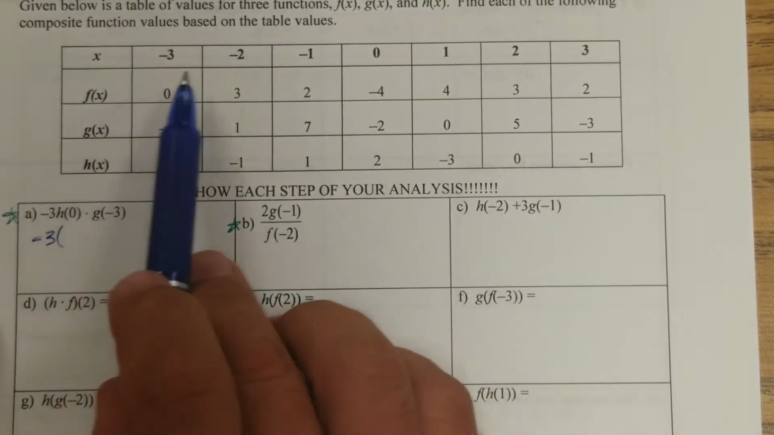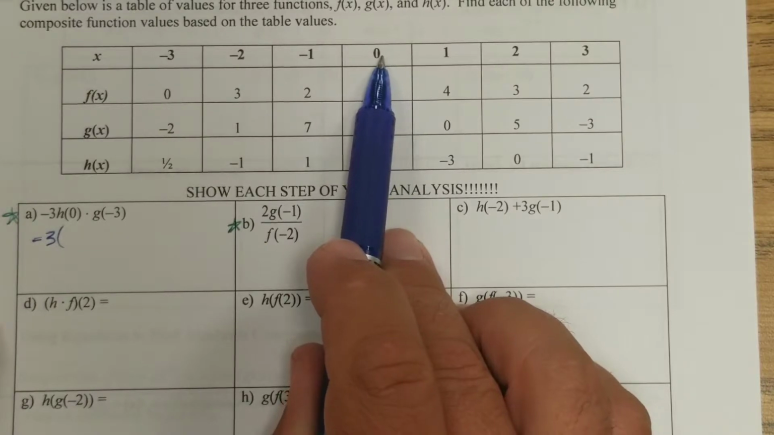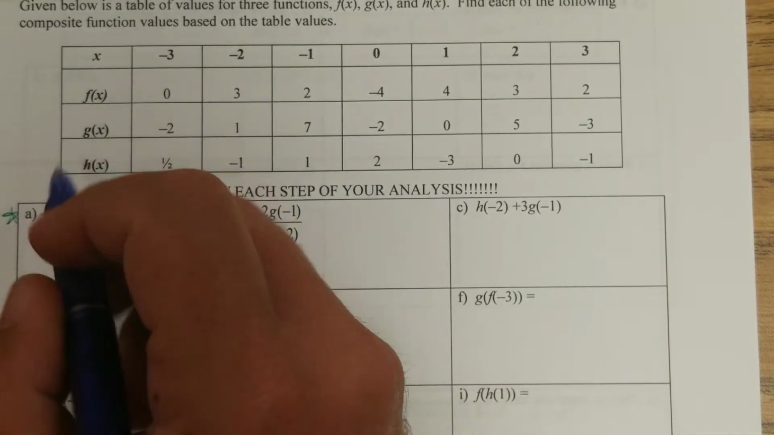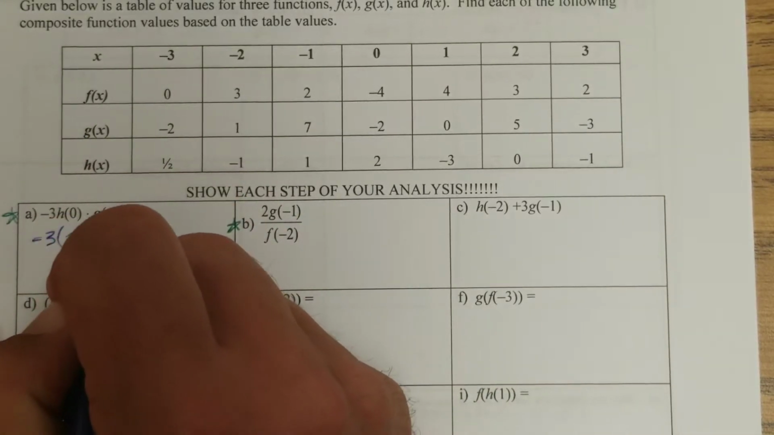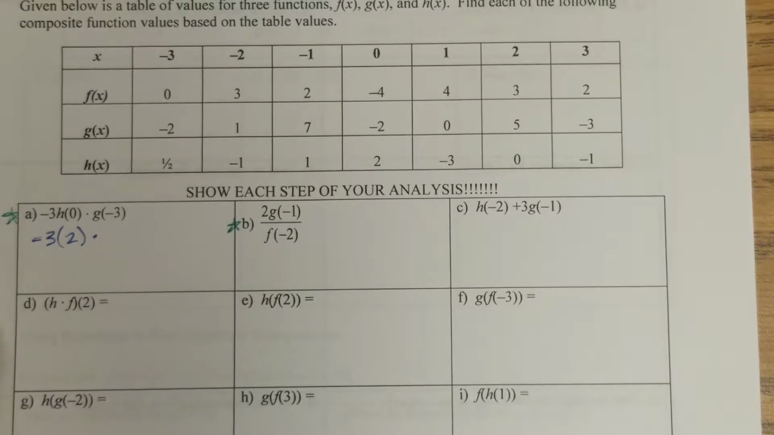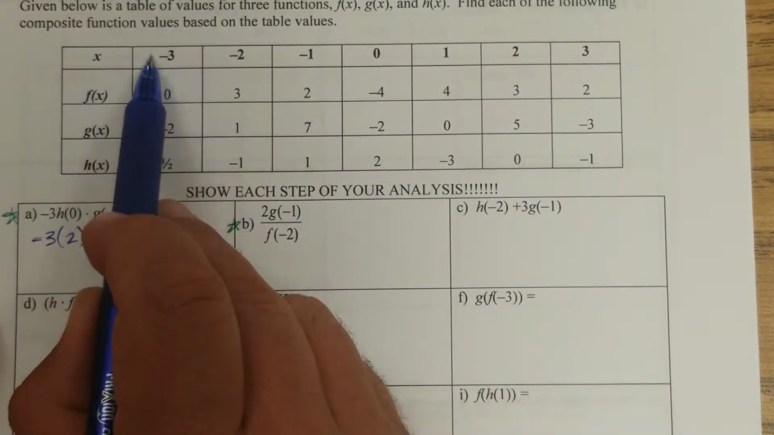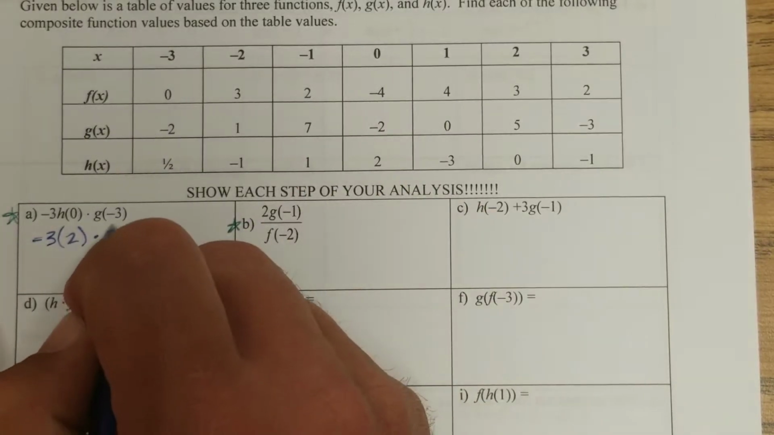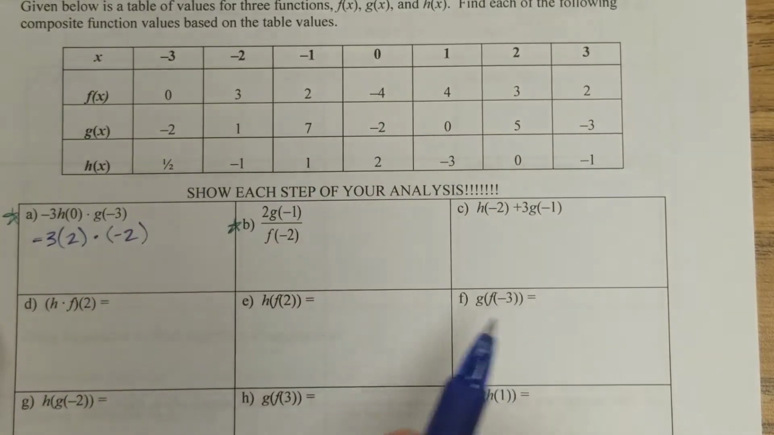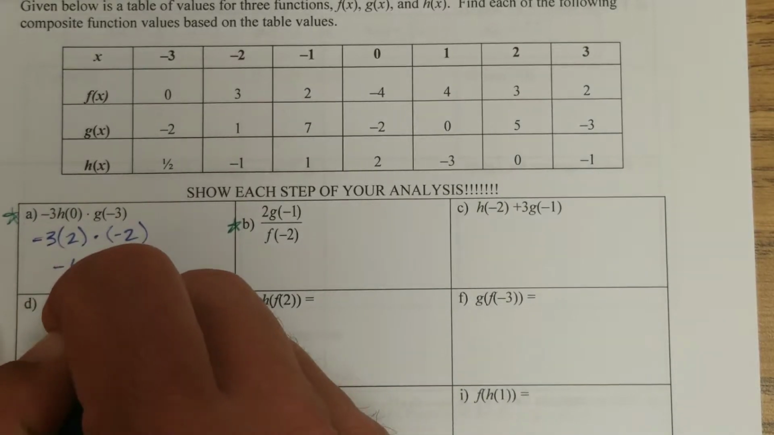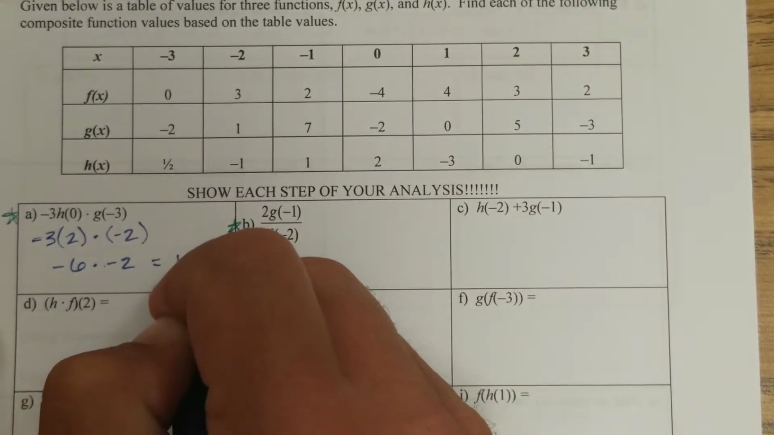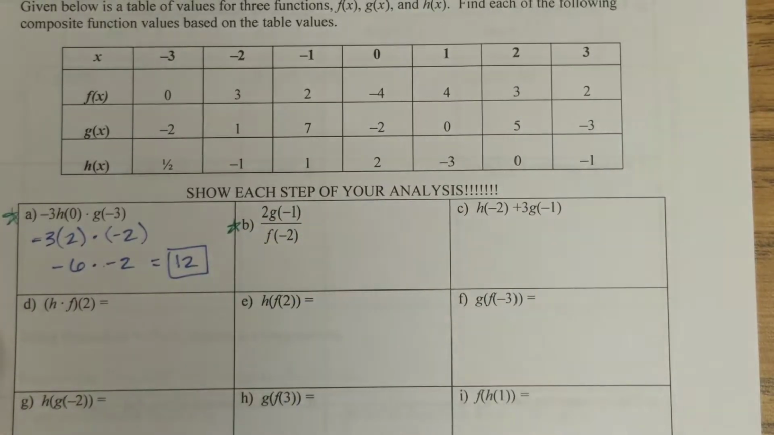Okay, so 0 is my input, so h of 0, go all the way down to the bottom to the h function, so h of 0 is 2. So I'm just going to replace that with a 2, times g of -3. So -3 is my input, plug that in the g function, and I get -2. And then work that out, we get a -6 times a -2, and we get a +12. Okay, just using a table to get this information.